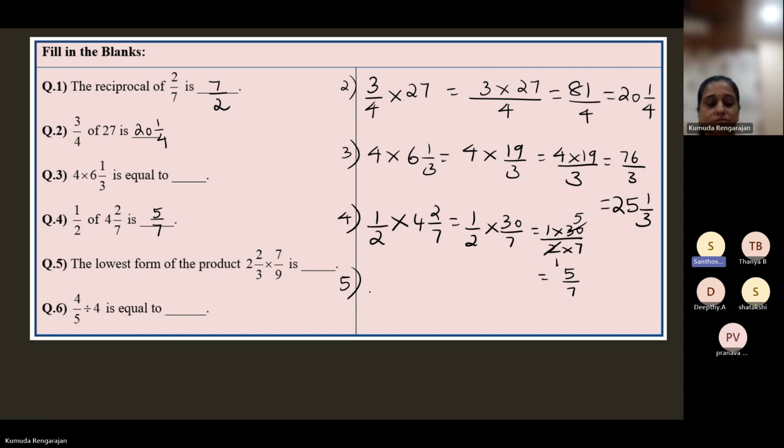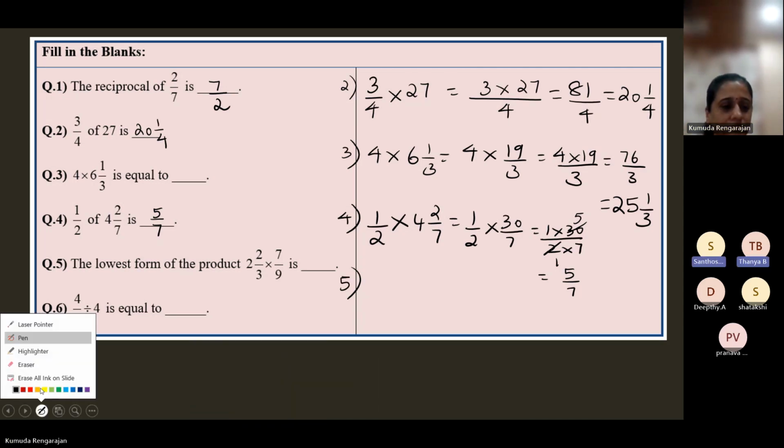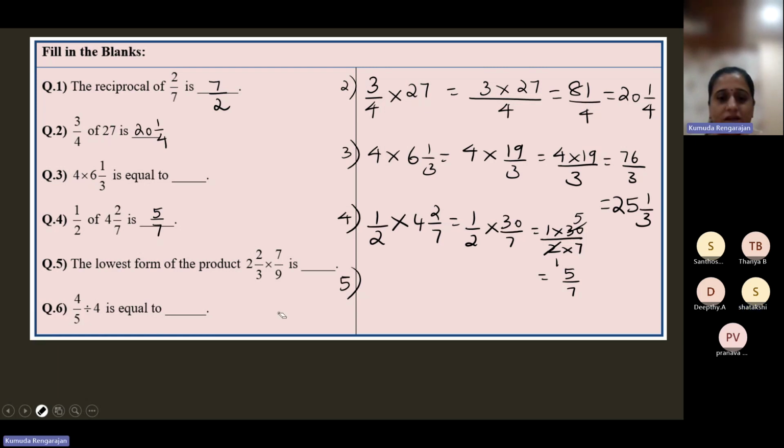Fifth, yes, one. Ma'am, we have to put it in the mixed form now, ma'am. Fourth one. No, it's a proper fraction, right? Yes, ma'am, it's a proper fraction. Correct. Ma'am, is it 2 into 15, right? 2 into 15 is 30, right? Oh, have I gone wrong somewhere? One second, let me check.